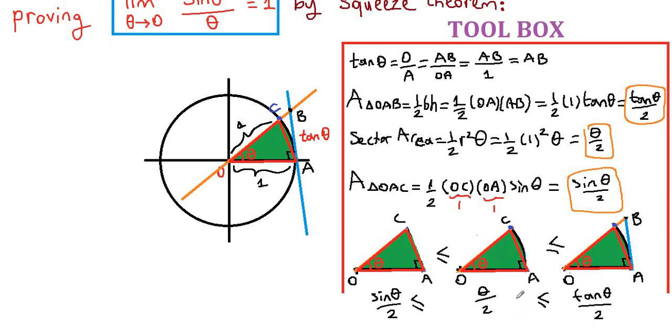Now, using this compound inequality, we can multiply whole terms by 2 because the denominator is common. So we obtain sine theta is less than or equal to theta, that is less than or equal to tangent theta. Now let's divide everything by sine theta.